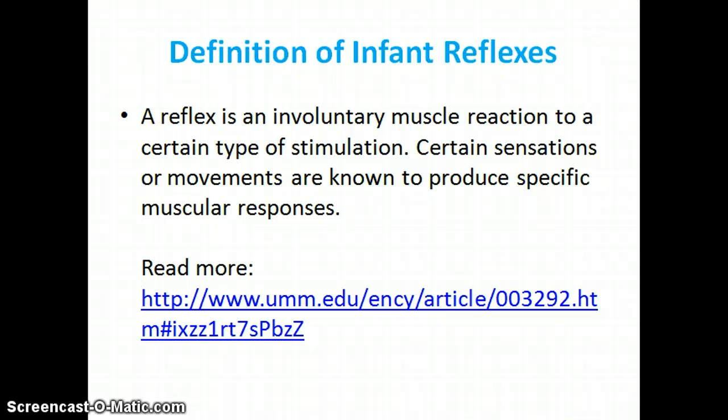A reflex is an involuntary muscle reaction to a certain type of stimulation. Certain sensations or movements are known to produce specific muscle responses. I've also attached the URL to this site so that you can read more about the definition of infant reflexes.